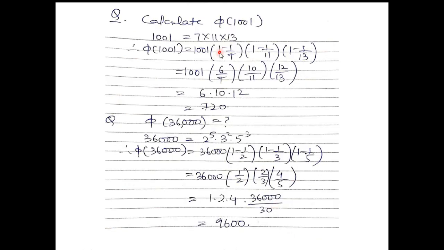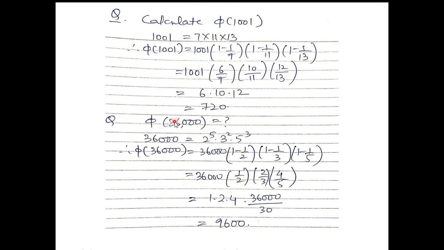Let us see some examples. If your n is 1001 and we want to calculate the value of phi of n. So first let us write 1001 as the product of primes. So 1001 is 7 into 11 into 13. So what is the value of phi of 1001? By the formula which we have derived, that is equal to n into 1 minus 1 upon p1, which is 7, 1 minus 1 upon p2, which is 11, 1 minus 1 upon p3, which is 13. So you get the result 720.